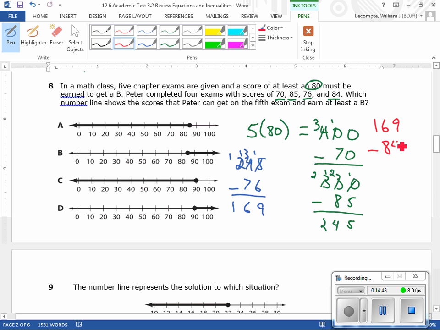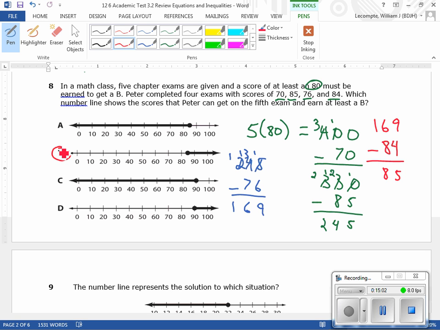So I have to score at least an 85 on the next test, which is B, because I want to score more, or at least an 85. But I can score more if I want to.